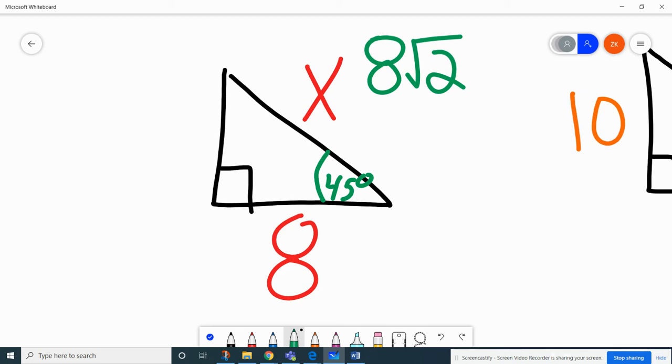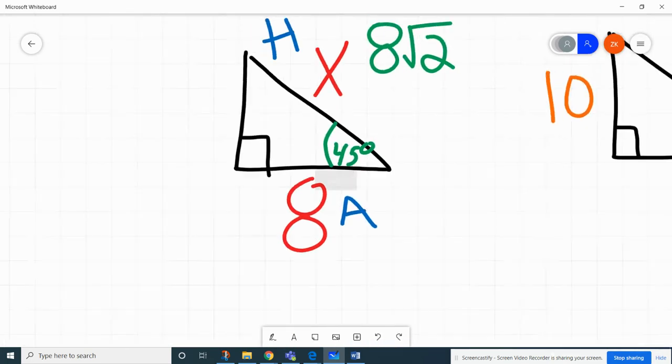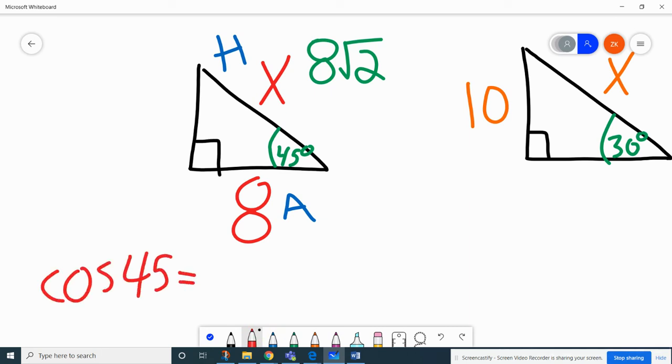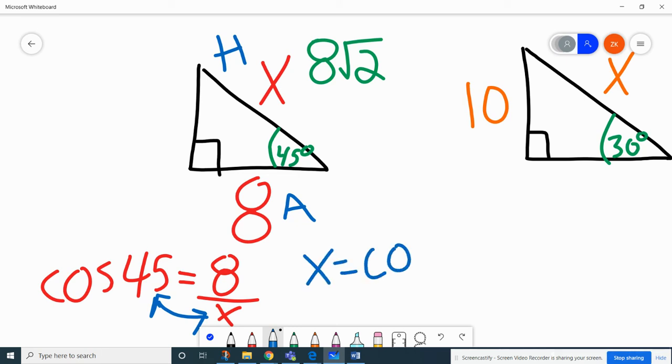Let's use trig to solve this. In this problem, 8 would be our adjacent side based off that 45-degree angle. Our x would be the hypotenuse. So we are using cosine here. To use cosine to solve this problem, cosine of 45 degrees is equal to the adjacent side, 8, over the hypotenuse, x. When you solve that problem, one quick trick is to swap these two. So x is equal to 8 over cosine of 45 degrees.